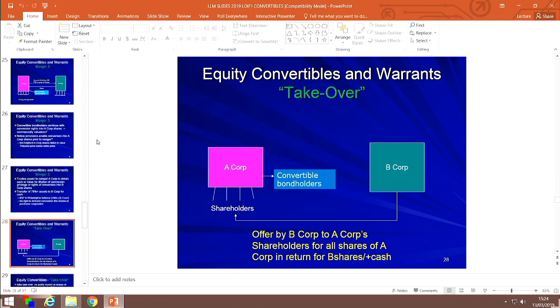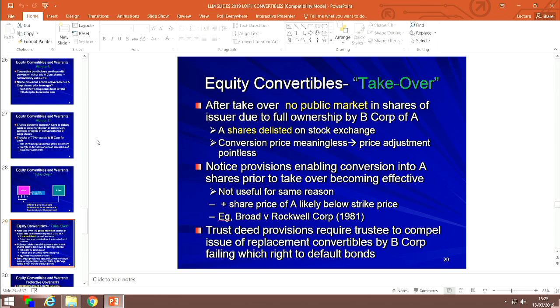Then comes takeovers. That is the case where your issuer, A, is subject to an offer by a bidder, B Corporation, whereby B offers not to A, but to its shareholders, an offer at a price to buy the shares in A. Now, if that offer is accepted by the shareholders of A, either for cash or for cash plus shares, depending on the terms of the offer, what happens? Answer: A becomes a subsidiary of B Corporation because it has now bought all the shares in A.